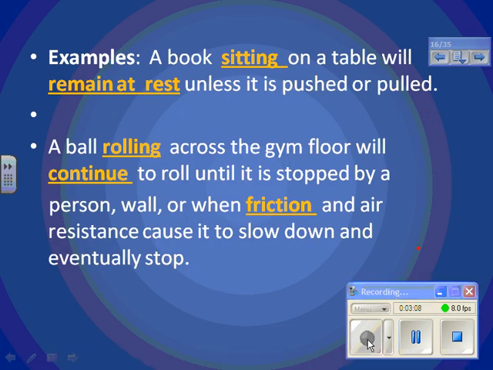Examples for this law: a book sitting on a table will remain at rest unless it is pushed or pulled. A ball rolling across a gym floor will continue to roll until it is stopped by a person or wall, or until friction and air resistance cause it to slow down and eventually stop.